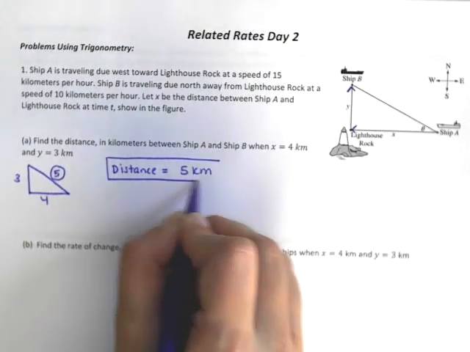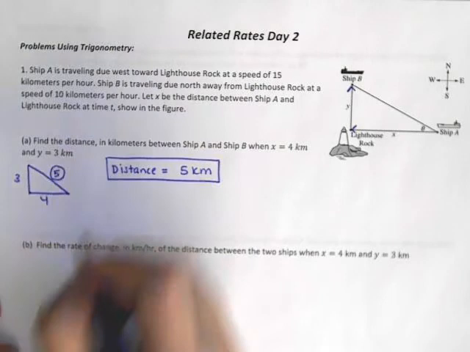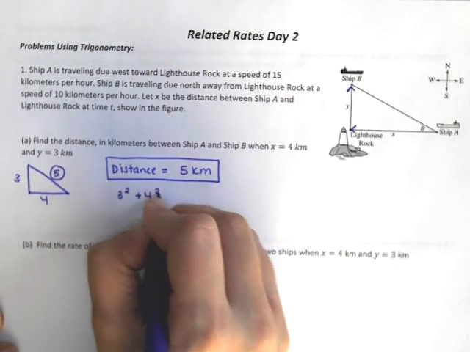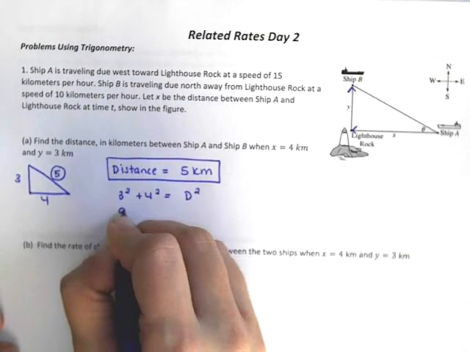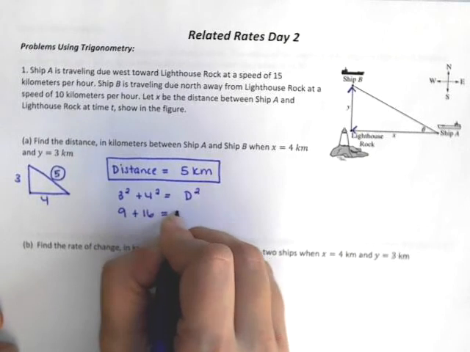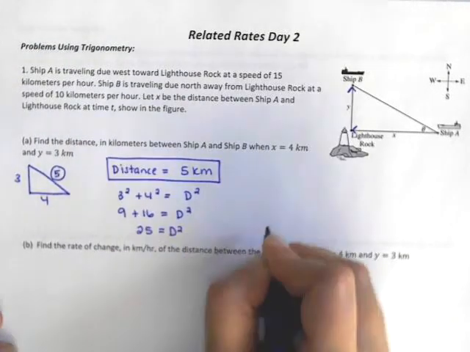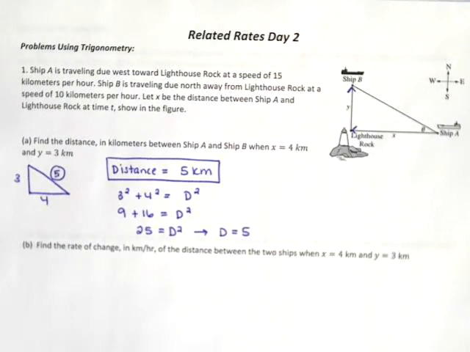Now let's say I didn't remember 3, 4, 5 triangles. I could always set it up as 3 squared plus 4 squared equals our distance squared, which means 9 plus 16 equals distance squared. So 25 equals distance squared, which means my distance would be 5. I could always do Pythagorean theorem to figure that out. I find that knowing a 3, 4, 5 triangle is very useful there.